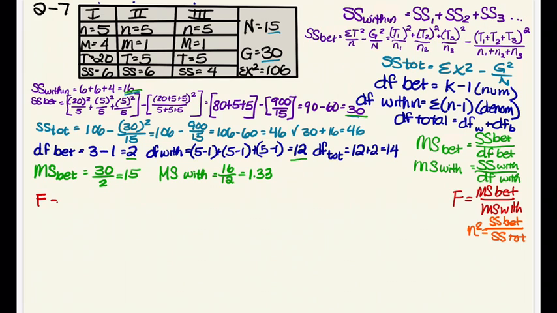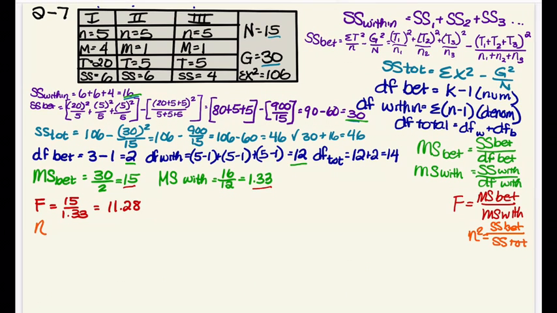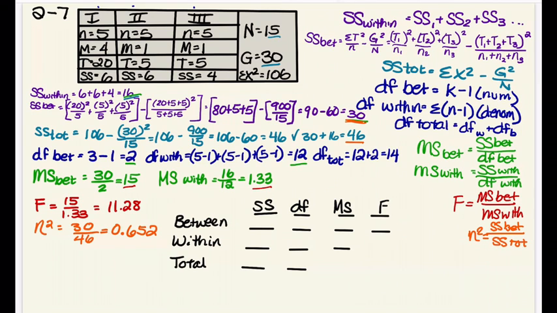To test our hypothesis, we'll calculate the F ratio, which is the mean square between treatments divided by the mean square within treatments. We get a value of 11.28. To test the effect size, we'll calculate eta squared, which is the sum of squared deviations between treatments divided by the sum of squared deviations total. This value describes the percentage of variance accounted for by the treatment effect, and in this case will be 65.2%.